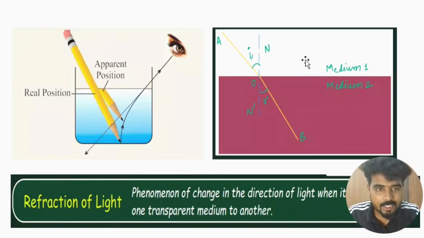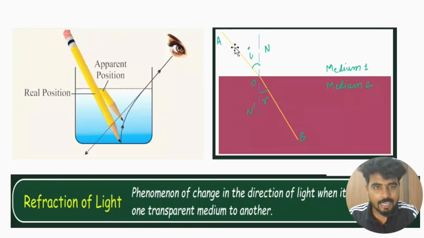Here, please look at this diagram. I'm just going to draw two media. One is medium 1, another one is medium 2. Let us consider the first medium as rarer medium and the second medium as denser medium. Please look at this picture. Here, this ray is called the incident ray. This blue line represents the normal.